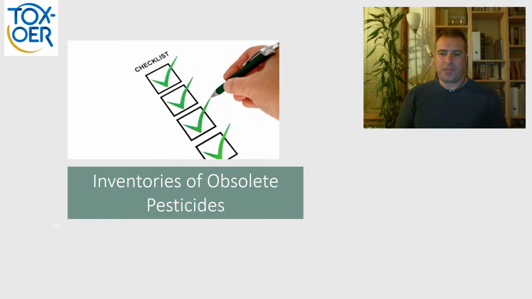The collected information should then be inserted in the pesticide stock management system, a web-based application developed by Food and Agricultural Organization used to record, monitor, and manage stock of pesticides, including obsoletes.